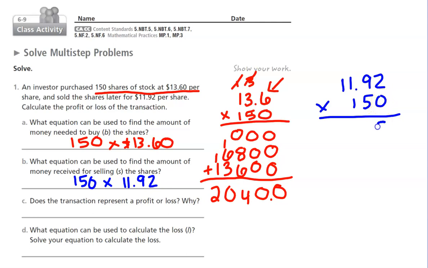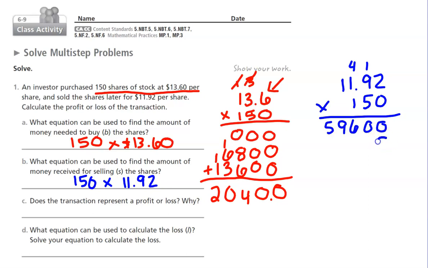If you have a 0 right here, that's the same as a place value holder, so you can now skip that whole section. And I'm going to start with 5. So 5 times 2 is 10, so bring down the 0, carry the 1. 5 times 9 is 45, plus 1 is 46. 5 times 1 is 5, plus 4 is 9. And 5 times 1 is 5, plus nothing is 5.